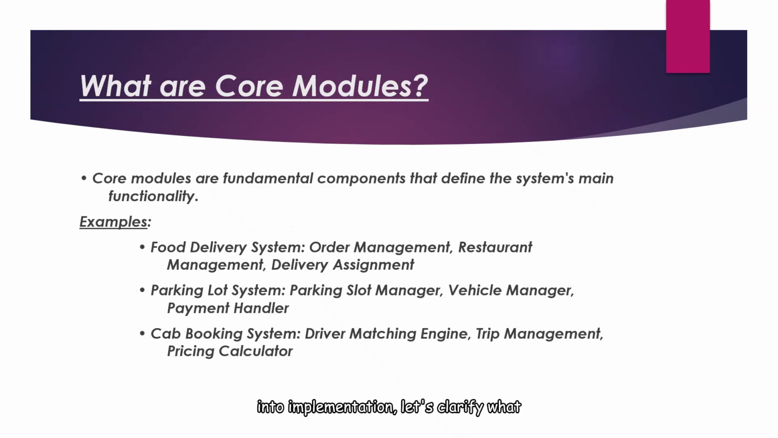Before diving into implementation, let's clarify what we mean by core modules. Core modules are the fundamental components that define the essential functionality of your system. Think of them as the building blocks of your application. For example, in a food delivery system, the core modules would include things like order management, restaurant management, and delivery assignment. In a parking lot system, you might have modules for parking slot management, vehicle management, and payment handling.